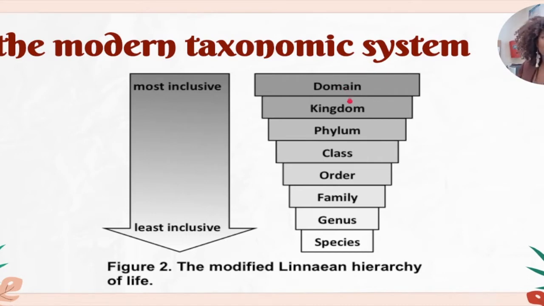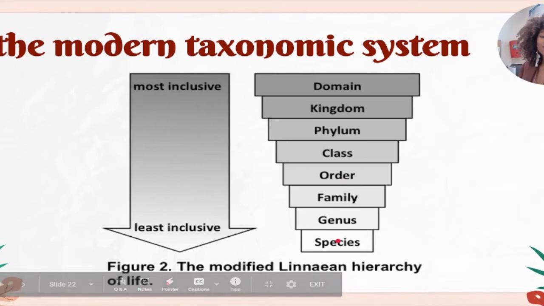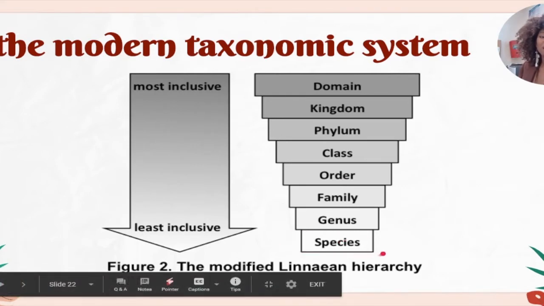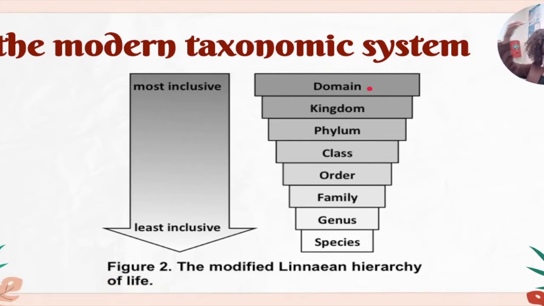Then we get smaller and smaller as we get more and more specific. Notice that I'm saying specific, species specific, okay? Species specific. Say it with me. Species are the most specific level of the hierarchy. Okay? Domains are going to be huge, and species are going to be really small and specific.